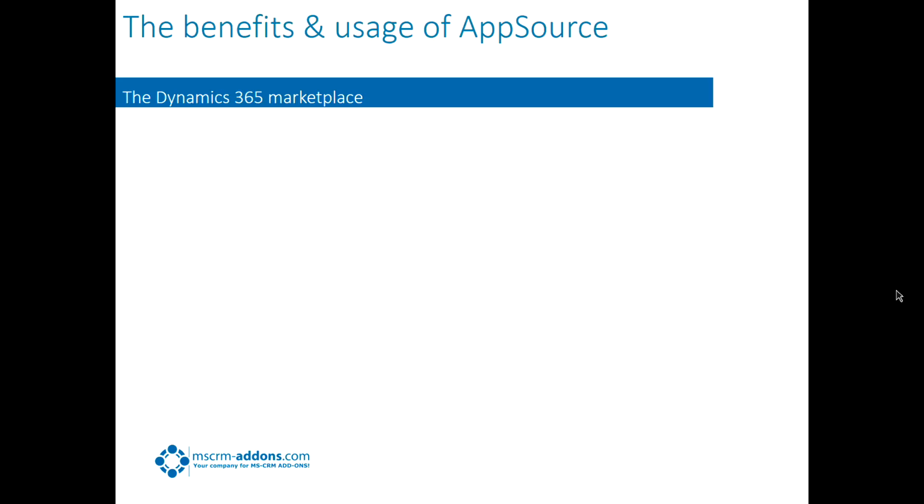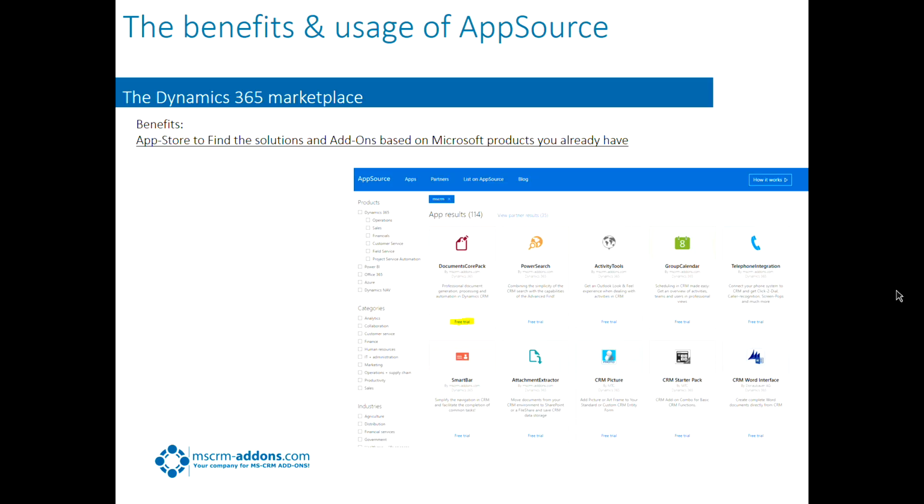So that being said, let's talk a little bit about the benefits and usage of AppSource. Basically, it's a Dynamics 365 marketplace. Some of you are familiar with that, maybe have taken a look at it. The App Store is an easy way to find solutions and add-ons based on the Microsoft products that you already have. It's a really handy tool. It allows you to set up trials in a few minutes. It is completely integrated into the Dynamics 365 portal, and it also has an in-app experience, so you can get to this straight from CRM, and I'll show you that when I get into the demo.